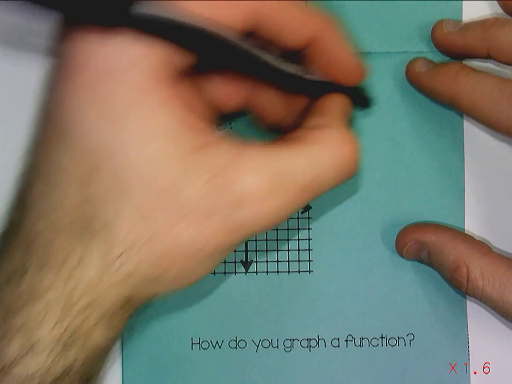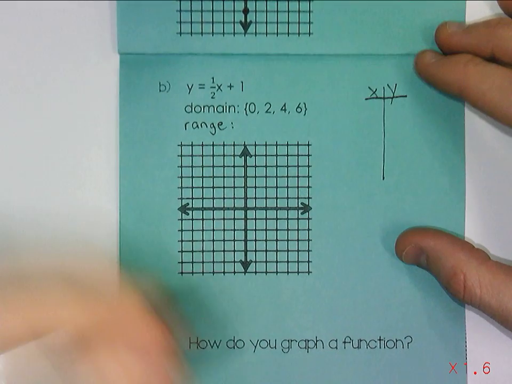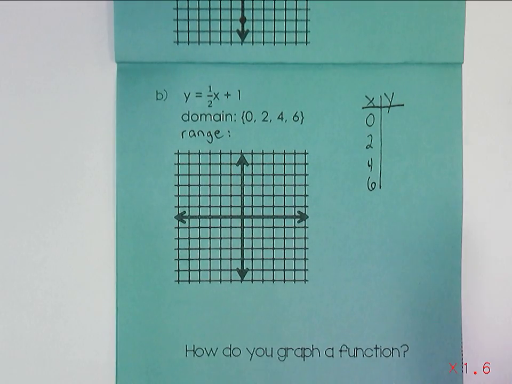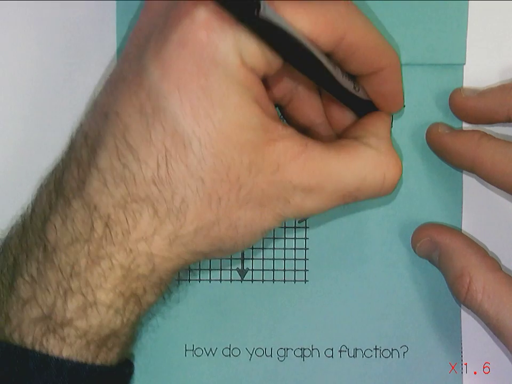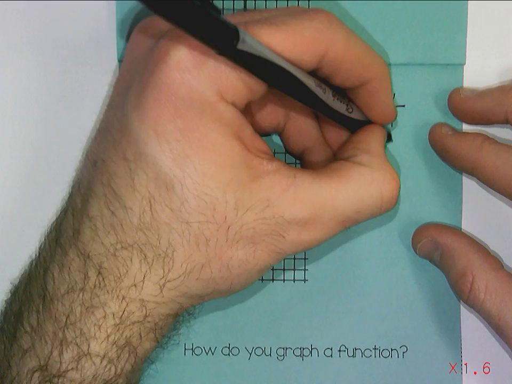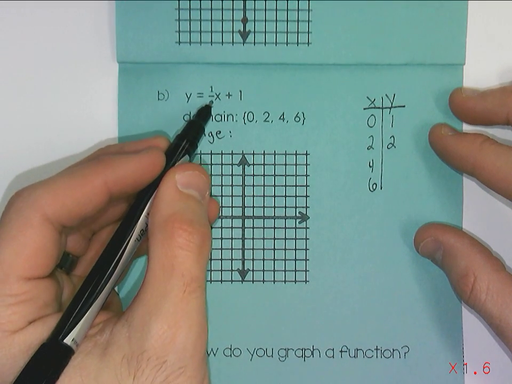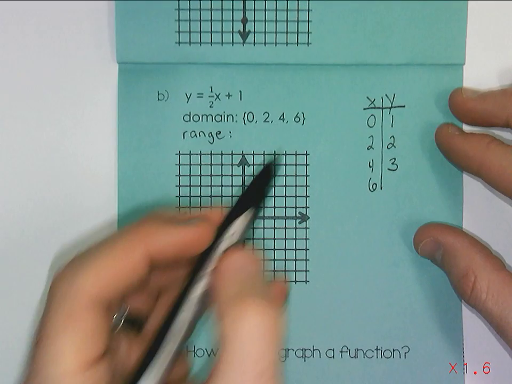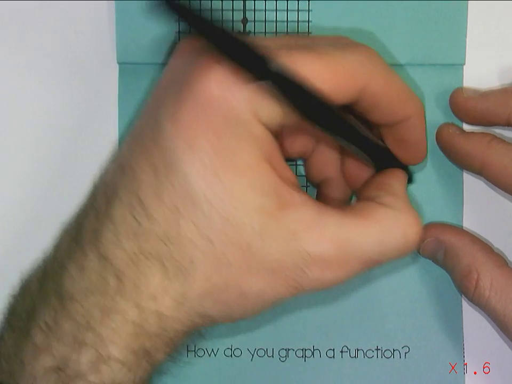All right, so you should have tried this one. I'll go ahead and run through it quick. So my x and y, I have 0, 2, 4, 6. Should be some easy numbers to work with here. So if I put 0 in, 1/2 times 0 is 0, plus 1 is 1. If I put 2 in, 1/2 times 2 would be 1, plus 1 is 2. If I do 4 in there, 1/2 times 4 is 2, 2 plus 1 is 3. If I put 6 in, half of 6 is 3, plus 1 is 4.